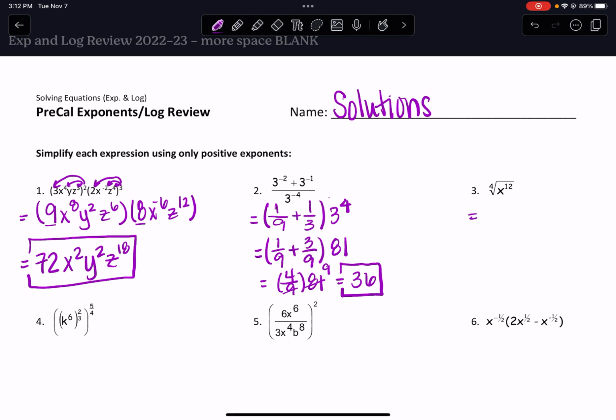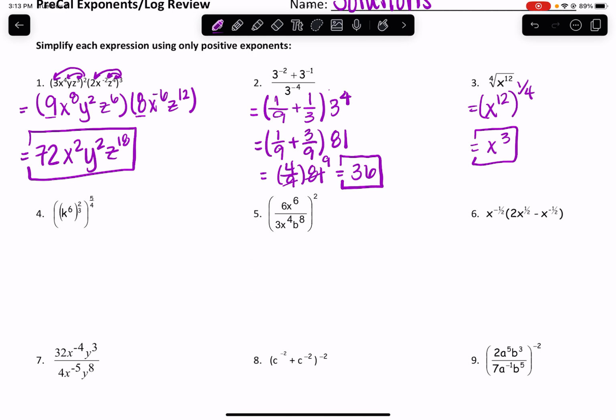Number 3, I am going to change this 4th root to a 1/4. And then 12 times 1/4 is, and that's a really bad 1/4, is cubed. Over here on number 4, I am just going to multiply across. So I'm probably going to do some simplifying, because 6 divided by 3, that makes that 2. So I really have k to the 4th times 5/4. Well, those 4 and 1/4 divide out. So I have k to the 5th.